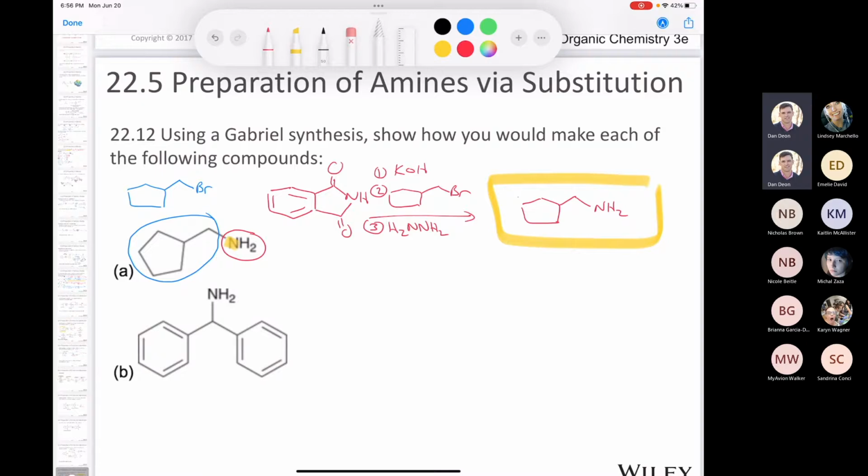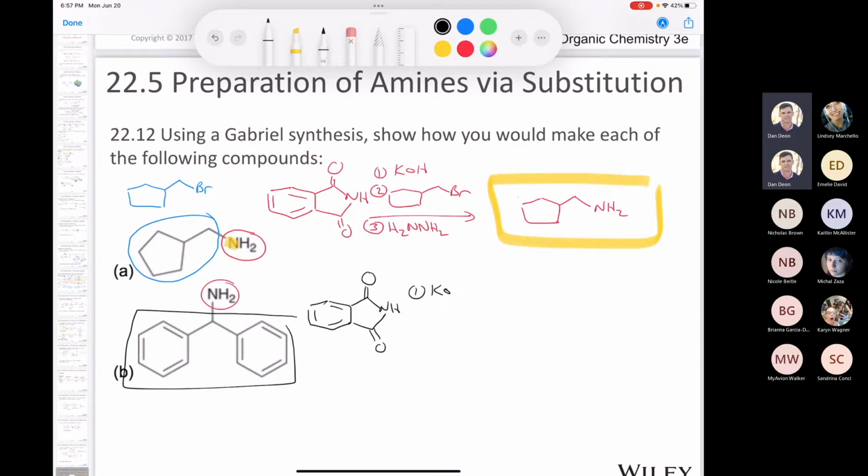So for the next one, the same rationale applies. This nitrogen is going to come from the phthalimide. And now we're going to have all of this coming from our alkyl halide. So we're going to use the exact same approach. We're going to start with phthalimide. So here's our phthalimide. Let's draw the whole thing out here. First step, potassium hydroxide to make the potassium phthalimide.